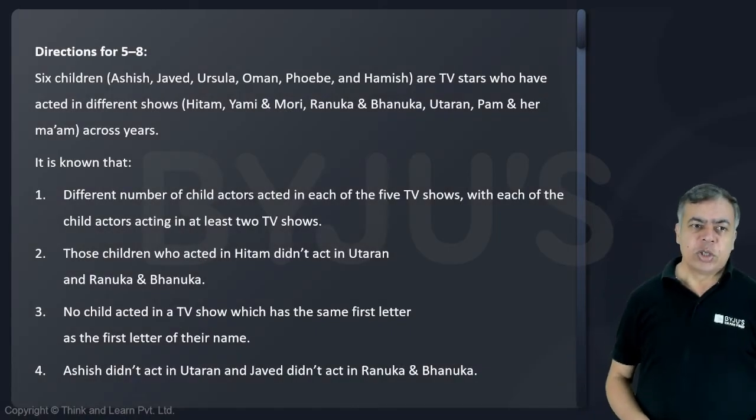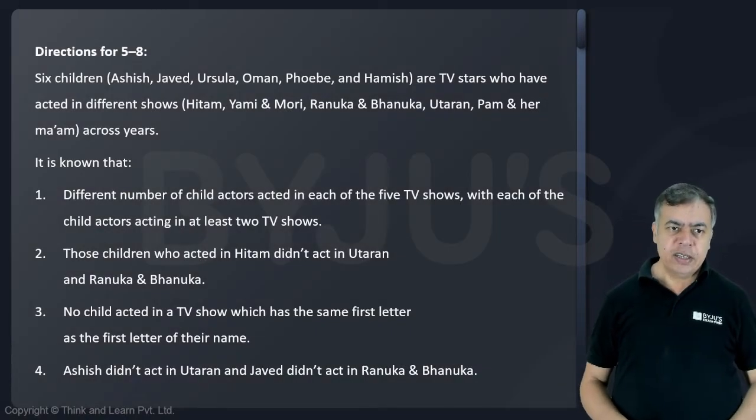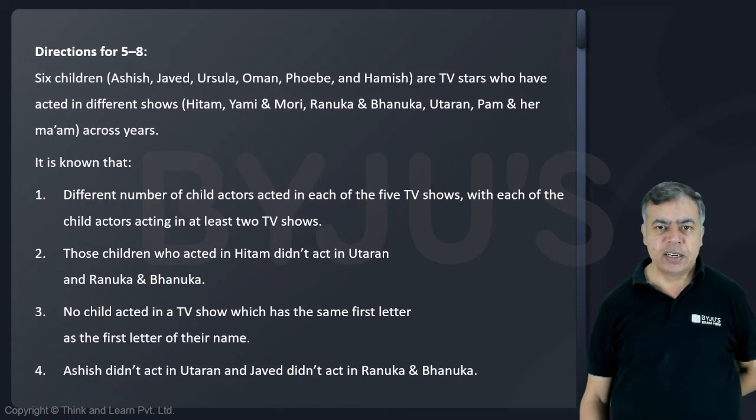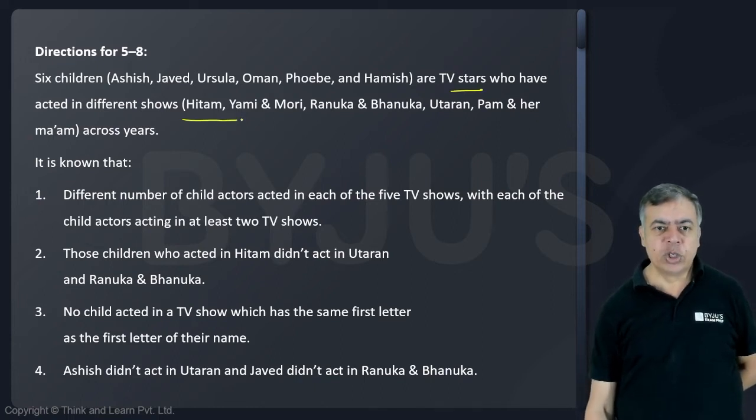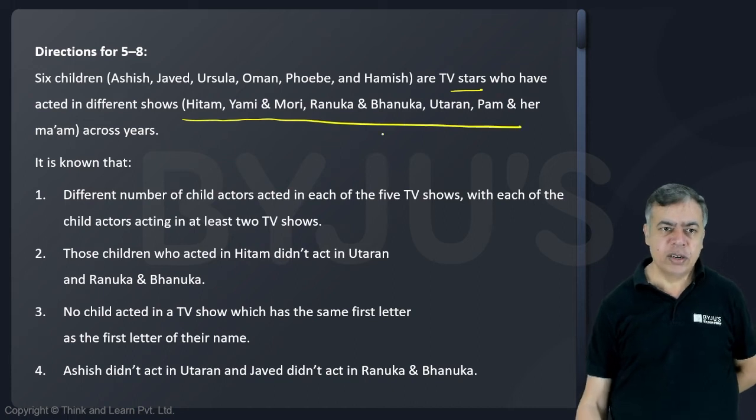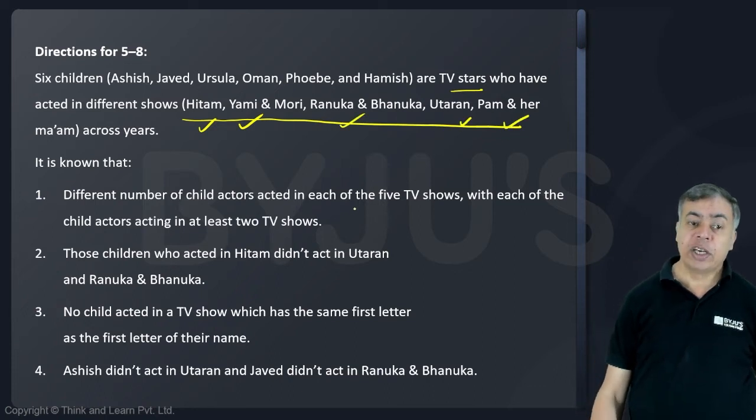Okay, so these are the directions for this set, and here are 6 children. These are TV stars who have acted in different shows. So there are shows given across years. How many shows are given? 1, 2, 3, 4, 5. 5 shows. So 6 children, 5 shows.